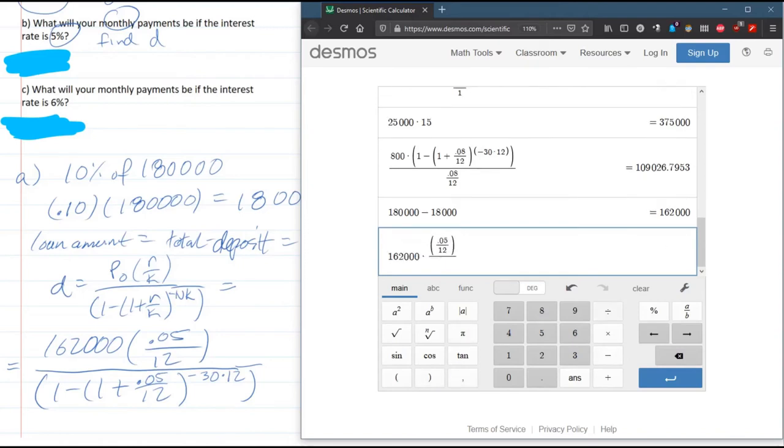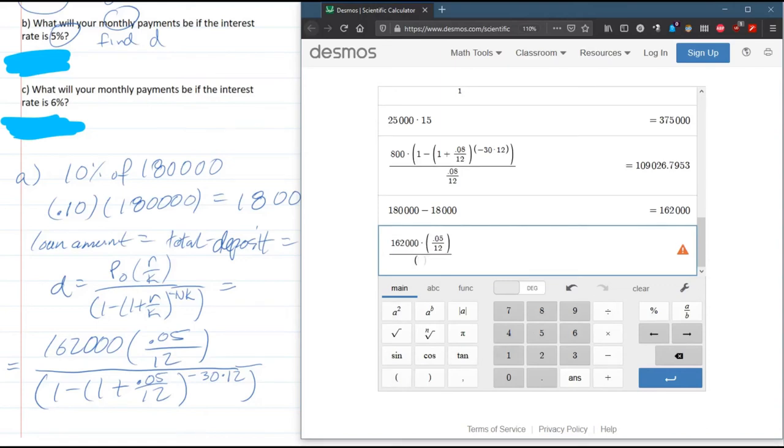Now I'm going to go divided by. Uh-oh, it looks bad. If you want this 162,000 in the numerator, you can totally do that. So I'm going to hit delete on that. Delete 162 times. Okay, so now it looks like just what's on my paper.